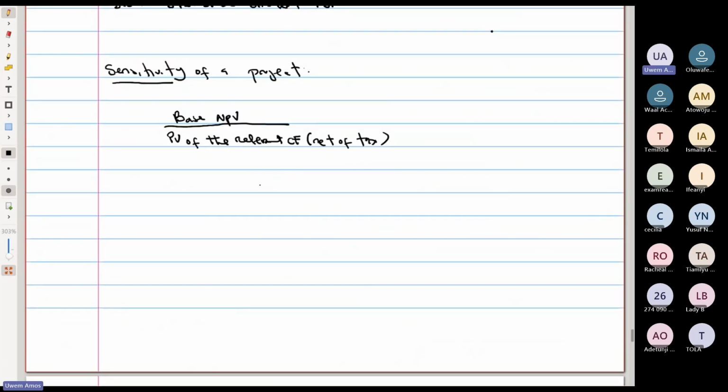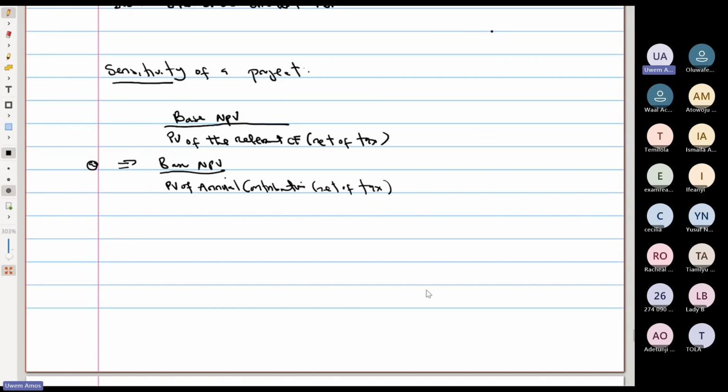Okay, so our sensitivity value is the base case NPV. For the A part, it is the base case NPV, so our NPV does not change. Divided by the present value of annual contribution net of tax, because that's the relevant cash flow we're looking at.